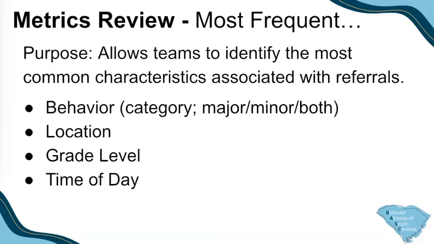There are 4 metrics that report characteristics of behavior incidences by frequency. The most frequent behavior depicts the incident type most common in referrals. This could be major referrals, minor or classroom referrals, or both, depending on what your team chooses to look at. The other 3 frequency metrics display the location, grade level, and the time of day most commonly identified in referrals. The team might ask themselves, what behavior, location, grade level, or time of day represents the greatest opportunity for improvement? Has the behavior, location, grade level, or time of day identified been a concern over time?